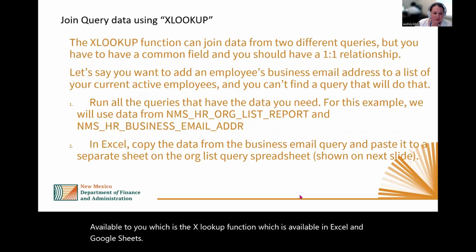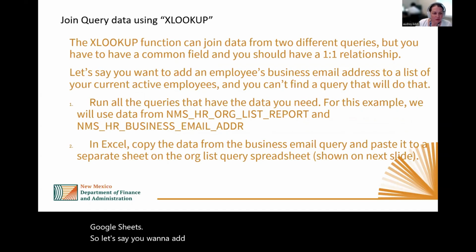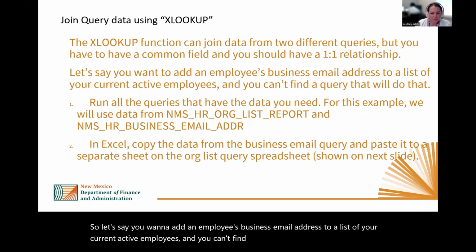So the XLOOKUP function can join data from 2 different queries, but you have to have a common field and you should have a one-to-one relationship. So let's say you want to add an employee's business email address to a list of your current active employees and you can't find a query that will give all of that in one.